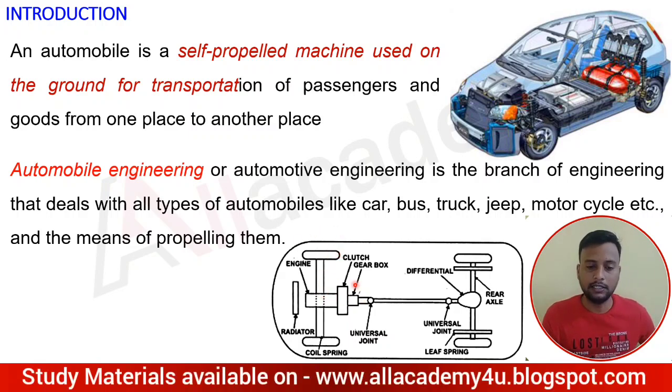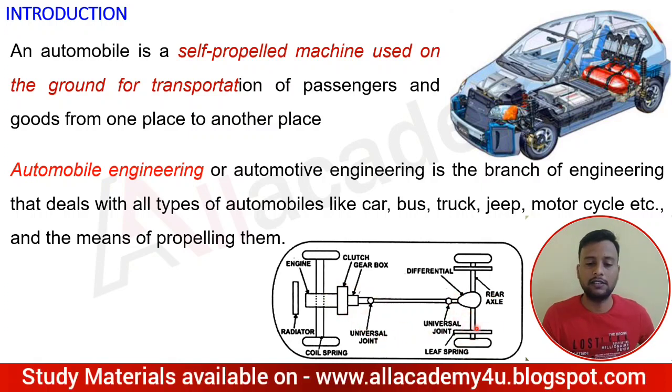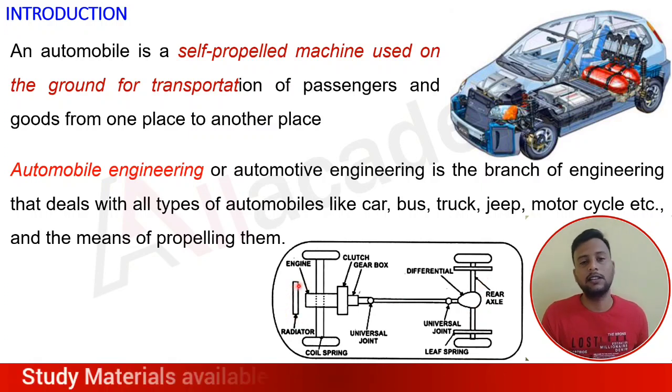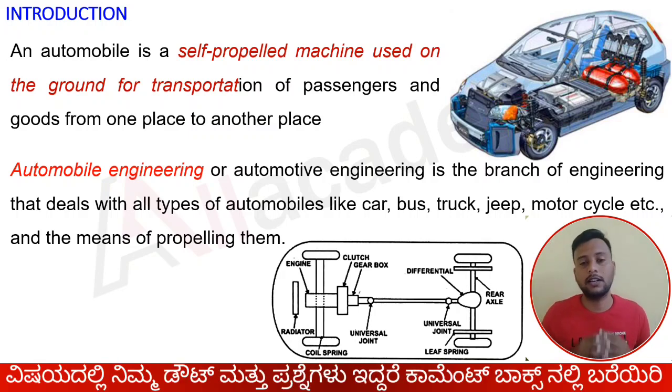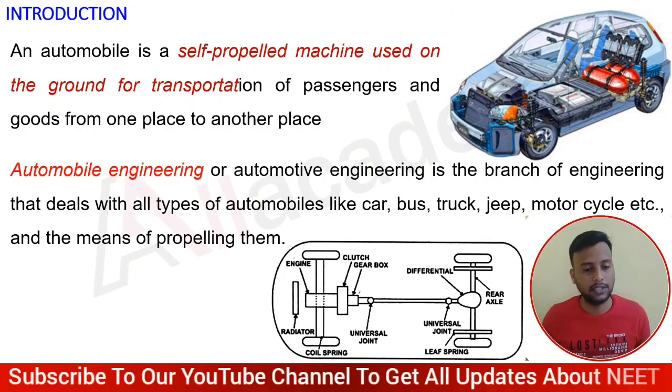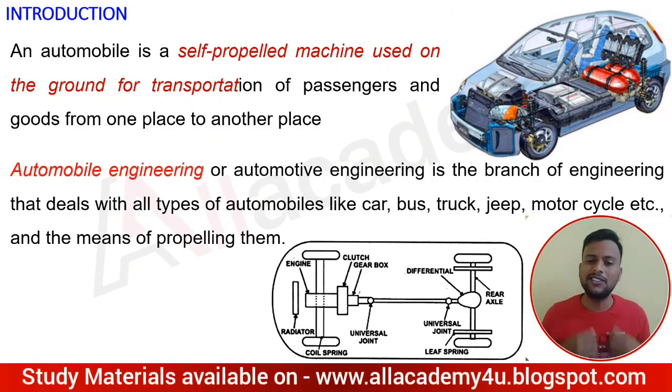Then the wheel should be there, then gearbox, clutches, universal joint, differential gear, wheels, springs or a suspension system, you can say that, rear axle and front axle, and the radiator. Radiator is nothing but comes under the cooling system, which we are going to discuss in detail in the further chapters. These are some very basic components that we are going to see in each and every automobile.